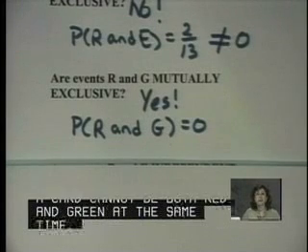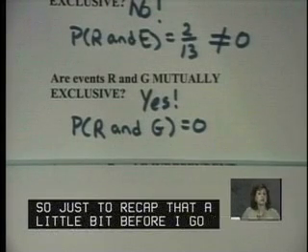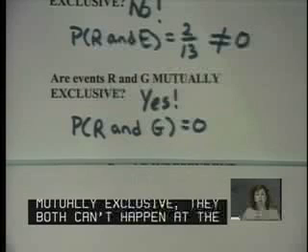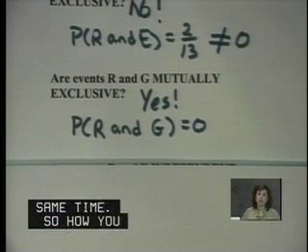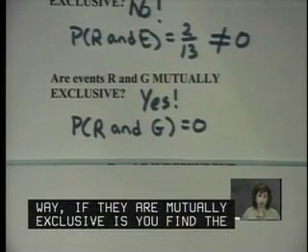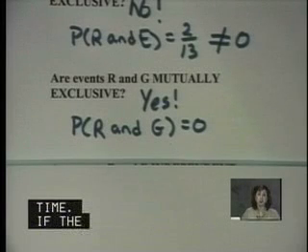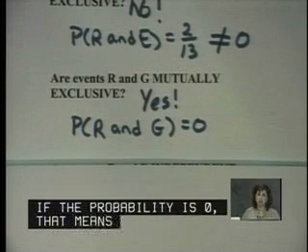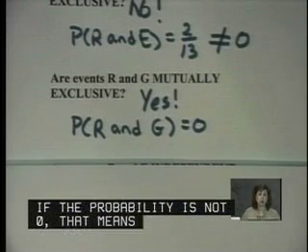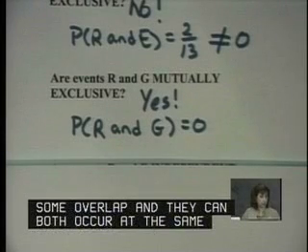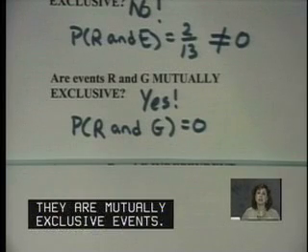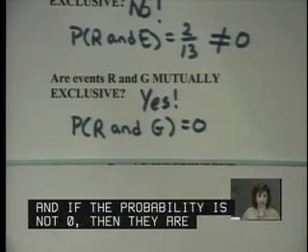So just to recap that a little bit before I go on, if two events are mutually exclusive, they both can't happen at the same time. And so how you find out, one way, if they are mutually exclusive, is you find the probability of both occurring at the same time. If the probability is 0, that means they're mutually exclusive. If the probability is not 0, that means there's some overlap and they can both occur at the same time. If the probability is 0, they are mutually exclusive events. And if the probability is not 0, then they are not mutually exclusive events.